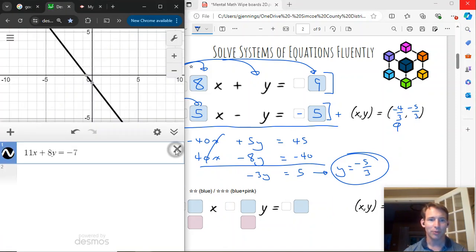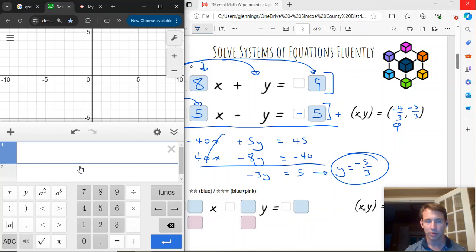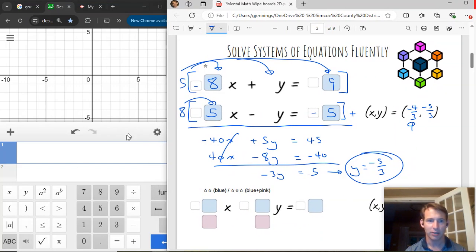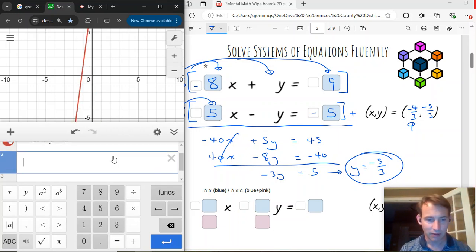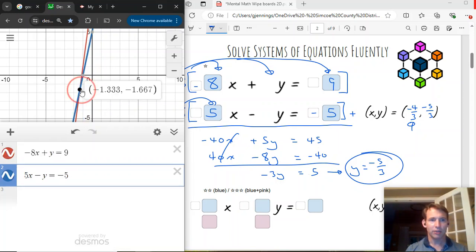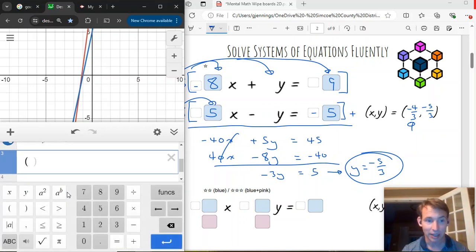And then, of course, we can check our work with Desmos just by copying this equation in. So let me just move it so that I can see the whole thing. So I have minus 8x plus y is equal to 9, and 5x minus y is equal to negative 5. And then I check my intersection point, and I have negative 4/3 for the x and negative 5/3 for the y. Fantastic. If I'm still not sure if those decimal points line up exactly, I can write in the point, just like I see it here.